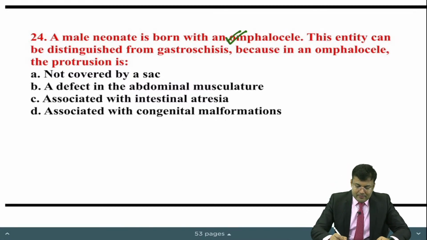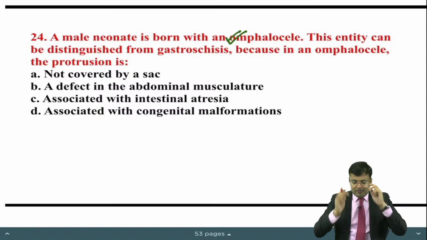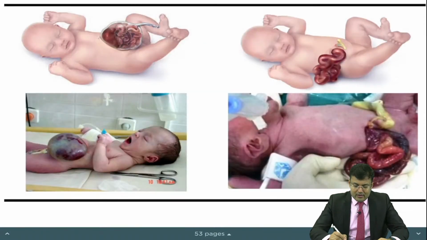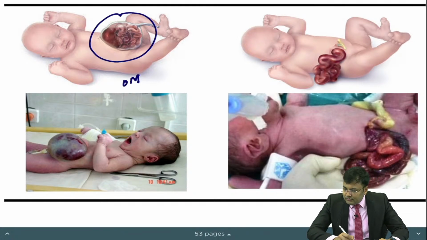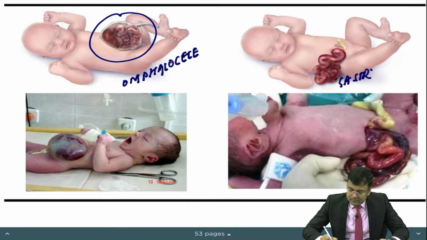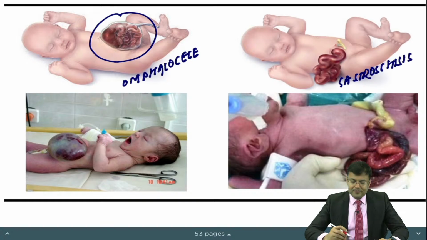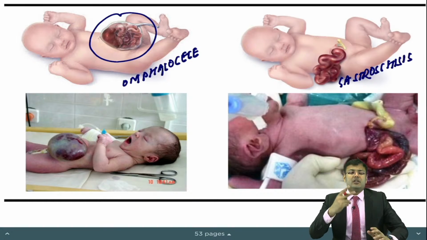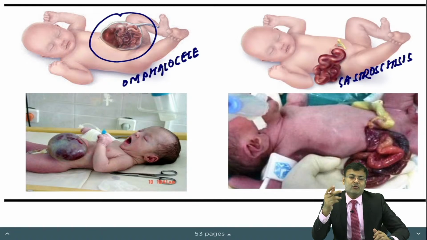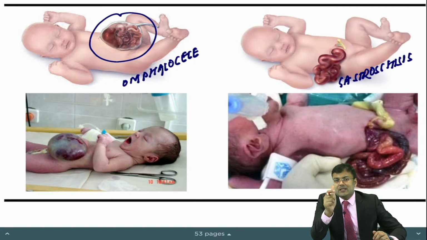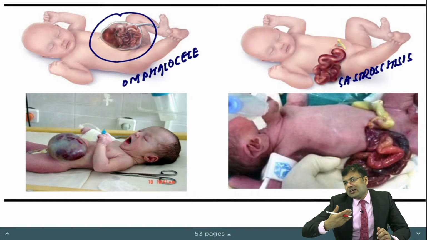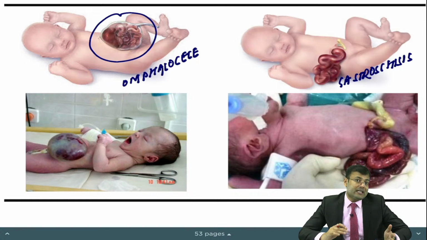Okay, so let's discuss one by one. Omphalocele, first see the image, then you are going to understand. You see these two images here, this is omphalocele, and here you can see this is gastroschisis. In omphalocele, the bowel is covered by two layers, the inner one is peritoneum and the outer is amnion. But in gastroschisis there is splitting in the abdominal wall, on the right side of the umbilicus, so the bowel is exposed.